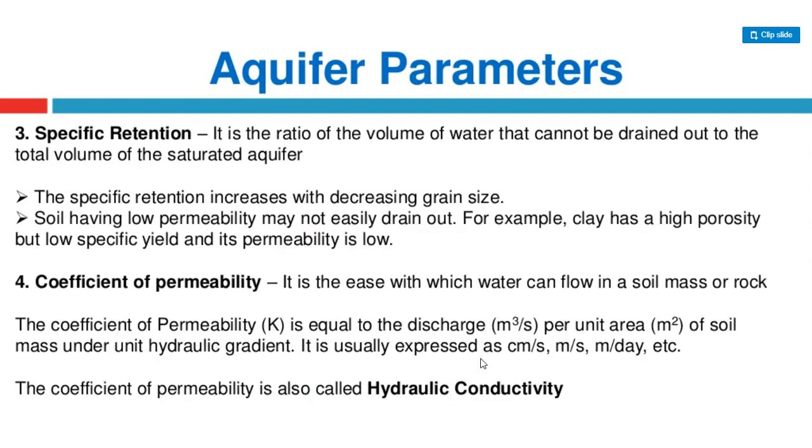Coefficient of permeability. It is the ease with which water can flow in soil masses or rock. The coefficient of permeability K is equal to the discharge, meters cubed per second, per unit area, meter squared, of soil mass under unit hydraulic gradient. It is usually expressed as centimeters per second or meters per second or meters per day. The coefficient of permeability is also called hydraulic conductivity.